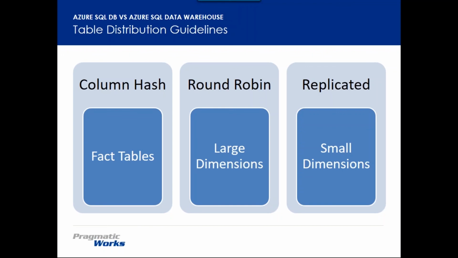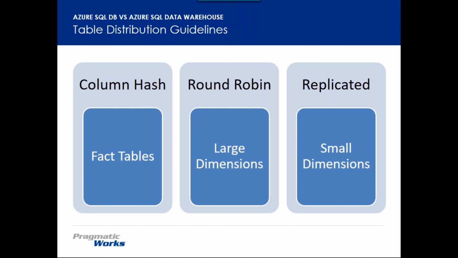If I've got a fact table and I'm doing a lot of queries breaking this down by, say, my top 100 products, well, in that case it would be a good idea to consider hashing the product key on your fact table. So your fact table is spread across all 60 distributions, but the data for each product is stored on one distribution.